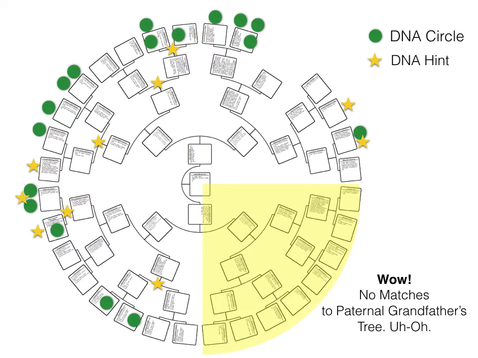I have no matches at all on my paternal grandfather's side, 0. I did not know this until I made this chart. The obvious interpretation of this is that my dad's father is not who we thought he was, and that there is something Grandma wasn't telling us.